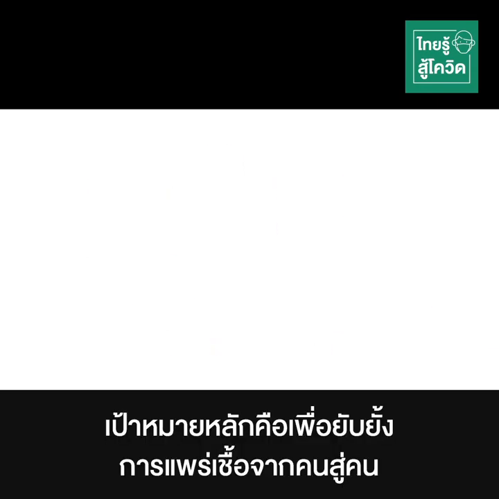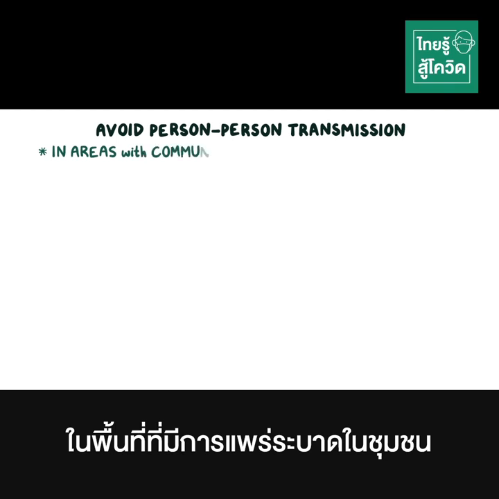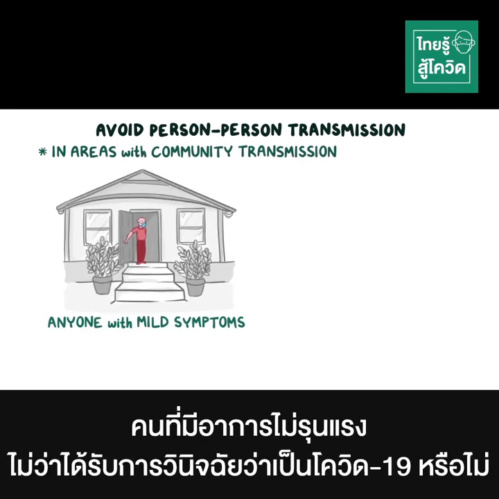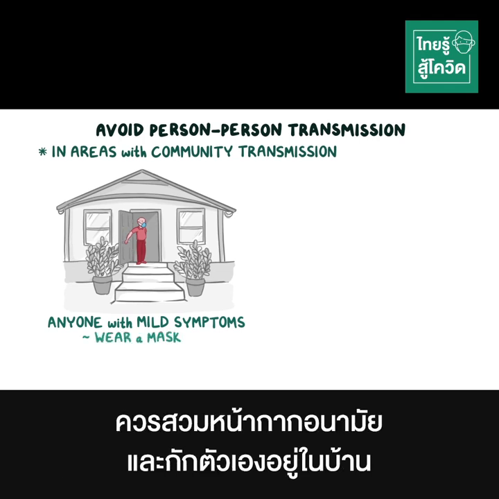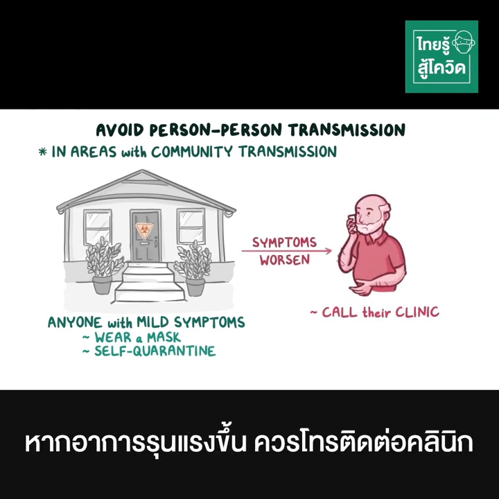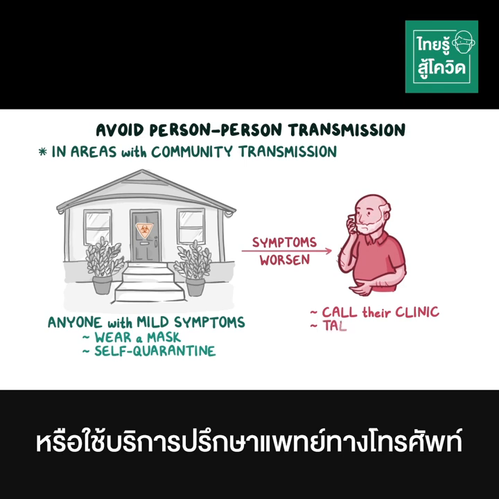So, the main goal is to avoid person-to-person transmission. In areas with community transmission, anyone with mild symptoms, regardless of whether they have been diagnosed as having COVID-19 or not, should wear a mask, and they should self-quarantine within their home. If those symptoms worsen, they should call their clinic or use telemedicine to talk to a clinician.